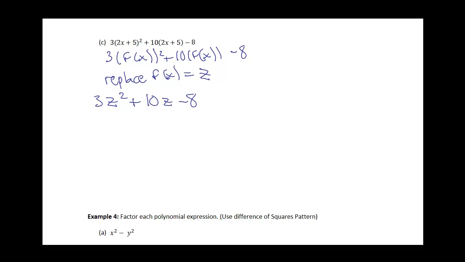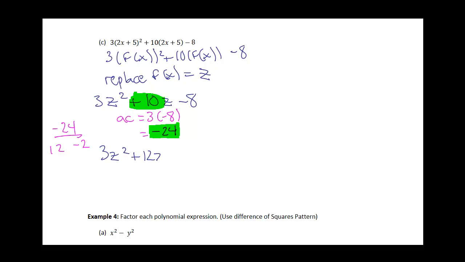We cannot simplify anything right away, so let's go ahead and use our AC in this case, which is 3 times negative 8, which is negative 24. So what are two numbers that multiply to negative 24 and add to 10? In this case, our factors are 12 and negative 2. So rewriting our expression, we get 3z squared plus 12z minus 2z minus 8.